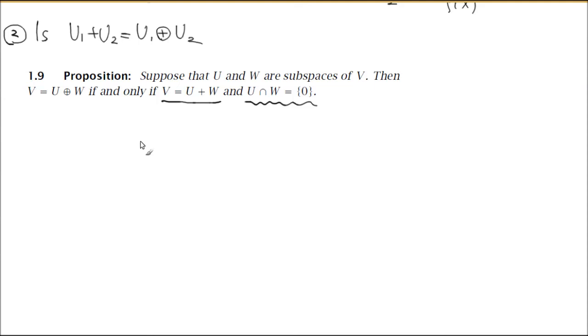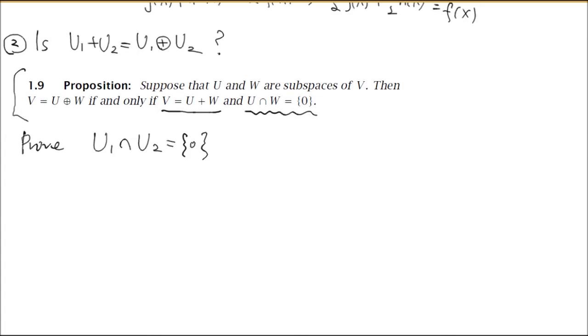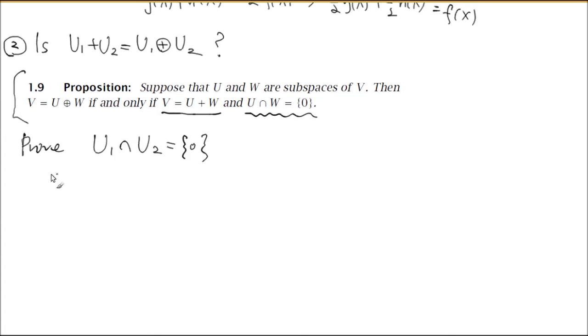So all you have to do here is, to conclude this is a direct sum, just prove that the intersection of U1 and U2 contains only what element? The zero element. It's a trivial subspace, right? We have done that before when looking at column vector spaces. So let's see. What is U1? What is the definition of U1?